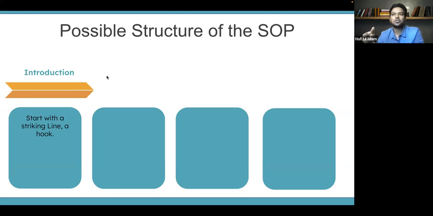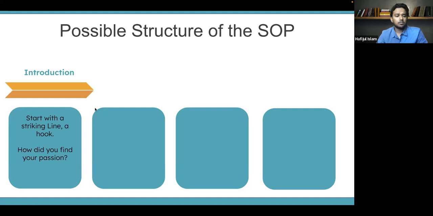So when we are trying to write an SOP, you are not trying to write like George Orwell or some other guy who writes very, very well. But we will certainly follow some rules. We will try to make it interesting and coherent. So we will start with a striking line that can be a hook, and that may be a kind of storytelling, but it's not too story-like.